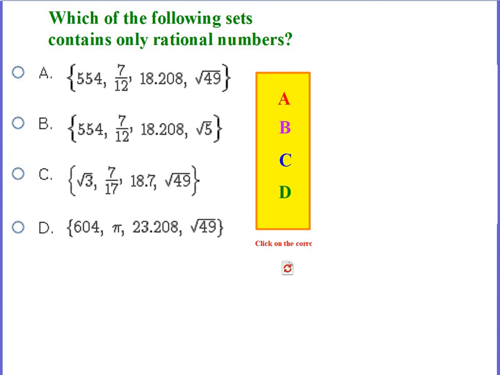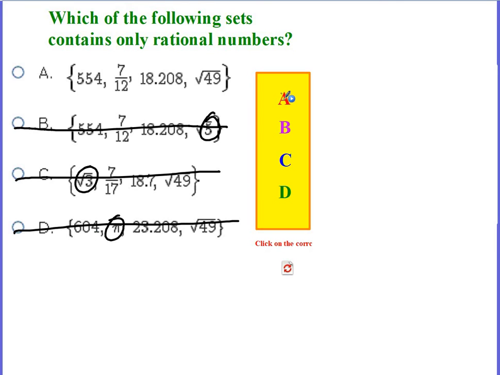All right, on this one, I definitely want you to try it on your own, and when you come back, we're going to check your answer. All right, so B is out because of the square root of 5. C is out because of the square root of 3. And D is out because of pi. So therefore, our correct answer has to be A.